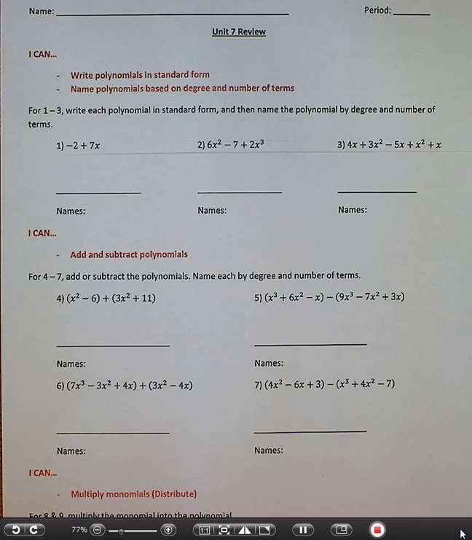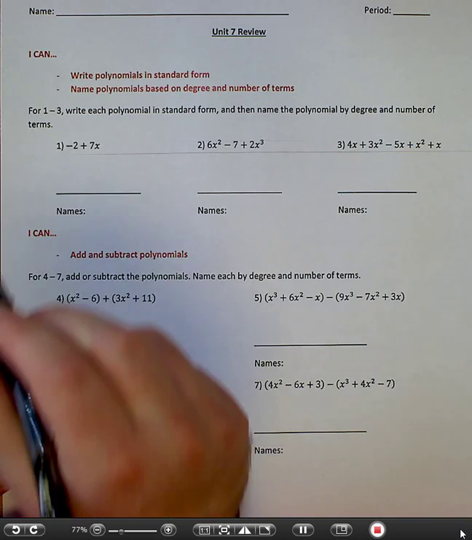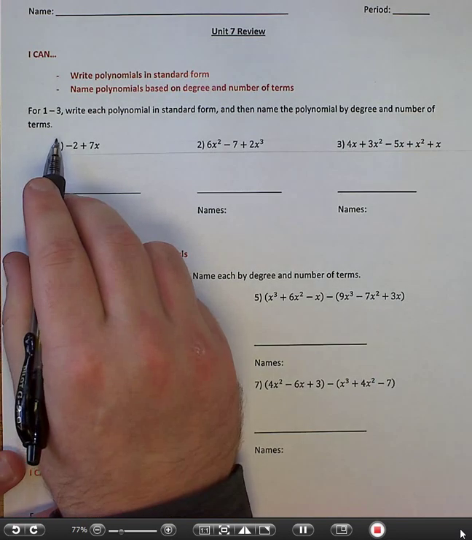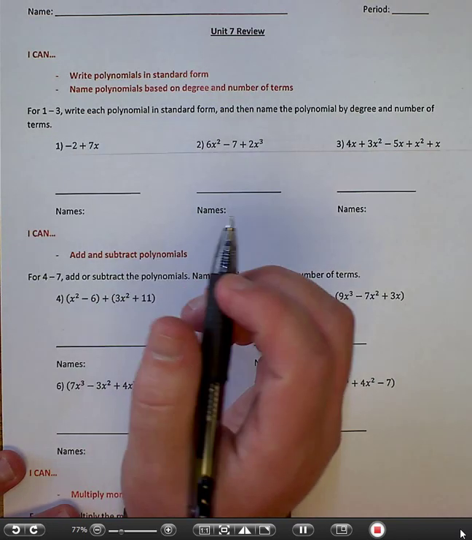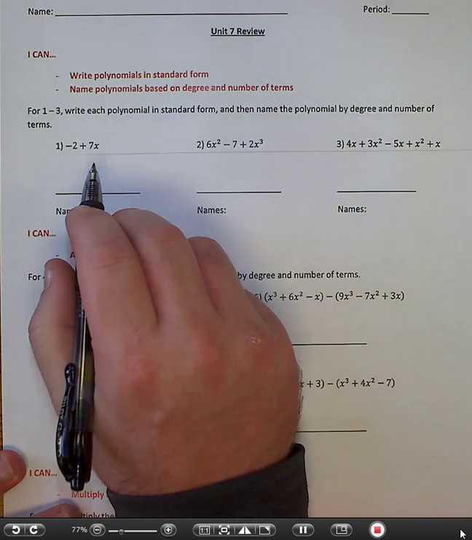Alright, as promised, I'm doing a video, or multiple videos here, of going over Unit 7. I'm going to try and do all of the first page, front and back, on this first video, but we'll see how it goes. So, for 1 through 3, we're writing each polynomial in standard form, and then we're going to name the polynomial by degree and number of terms.